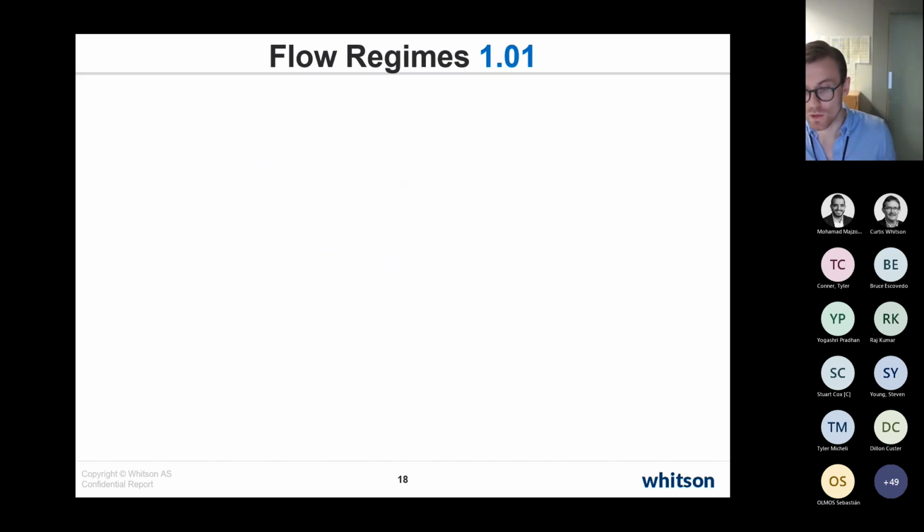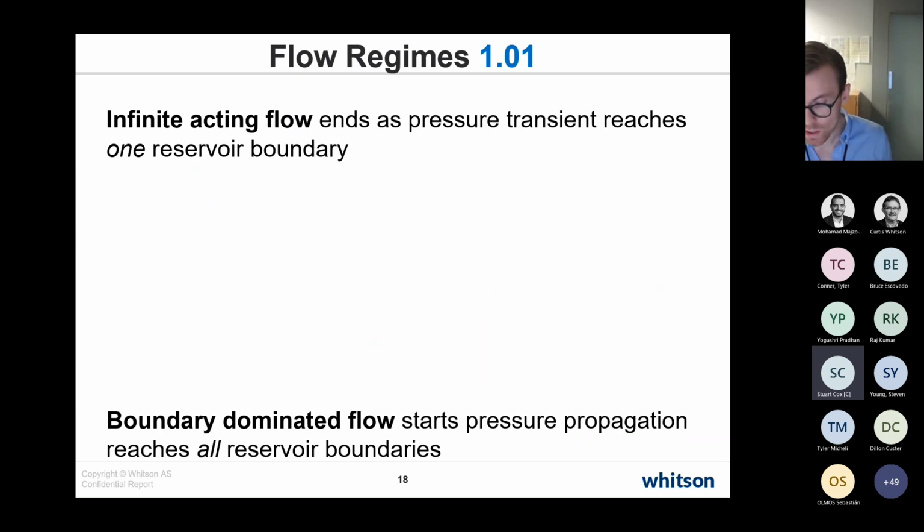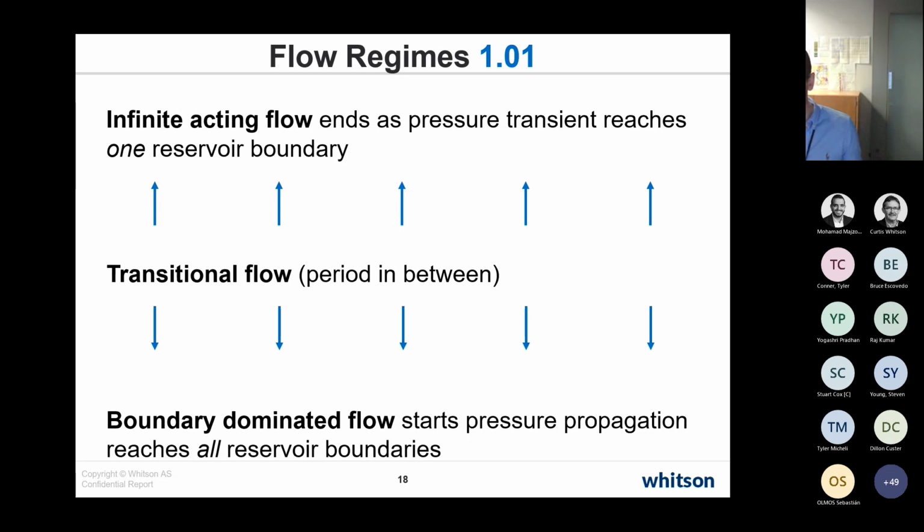It's first and foremost infinite acting flow, which, as you all know, ends as one of the reservoir boundaries is seen. The extreme, which is boundary flow, starts as the pressure propagation reaches all the reservoir boundaries. And then between that, we have what we call transitional flow, which is this period in between the extremes. We might have seen one of the boundaries, but not all of the boundaries. So this is very, very important basic knowledge just to remind all of us about.